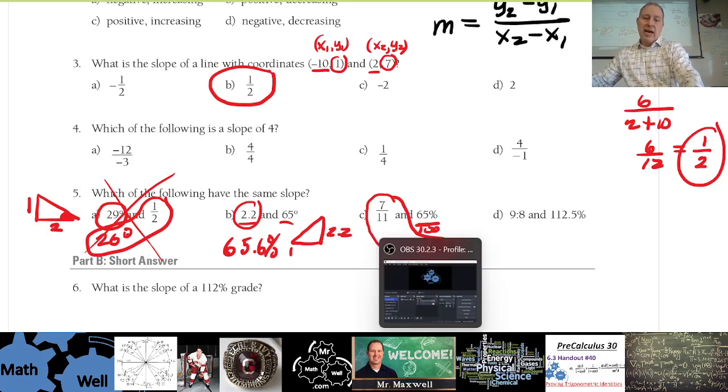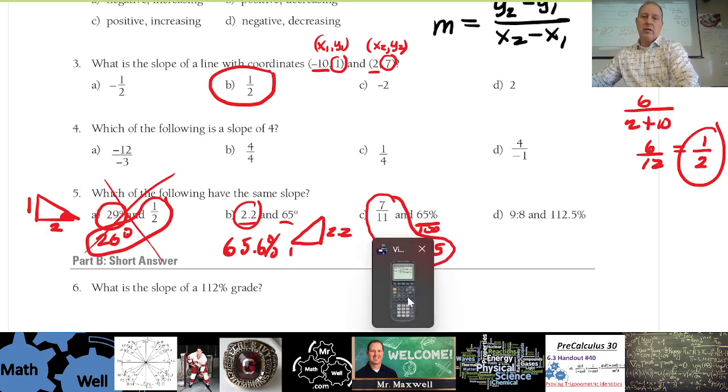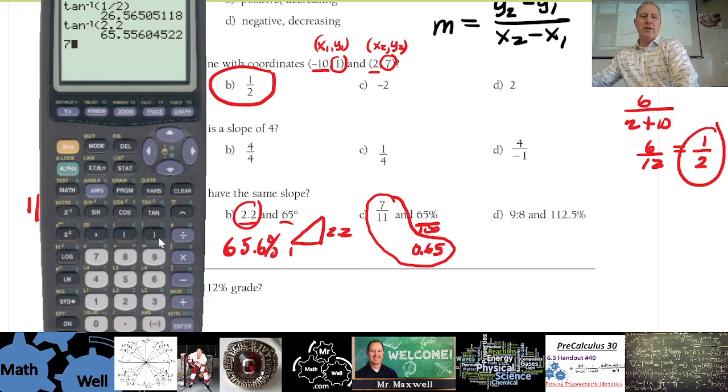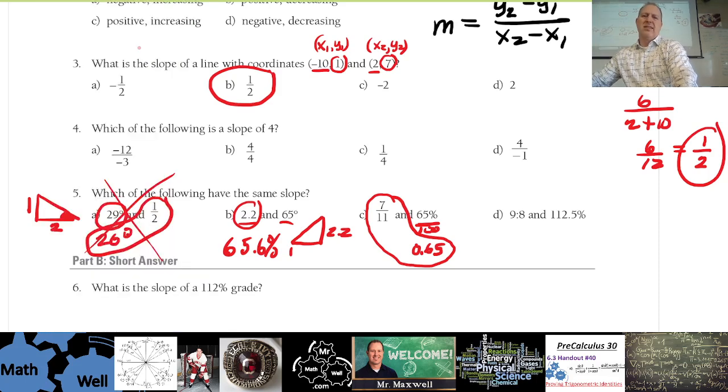So I could check with, let's see, I could use my calculator to do 7 divided by 11 and see if that is 0.65. Ooh, 0.64. I don't think that's going to work either. But let's check this one because these are both real close, right? So let's check this one. What is this 9 to 8? Oh, that's pitch. There's 4 things. Slope, percent grade, angle measure, and pitch.